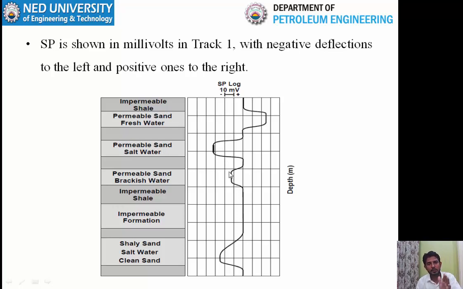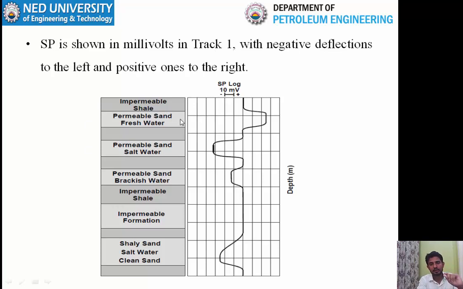So against the permeable formation, you will have deflection, and the condition is that you should have a difference of salinity, whether it is on the left side, whether it is on the right side. The deflection will indicate that this zone is permeable zone, and we have seen that you cannot use the deflection to calculate the quantity of the permeability. Basically you can identify that these are permeable zones, but how much they are, you cannot identify. Basically you cannot calculate the total permeability from the SP log.